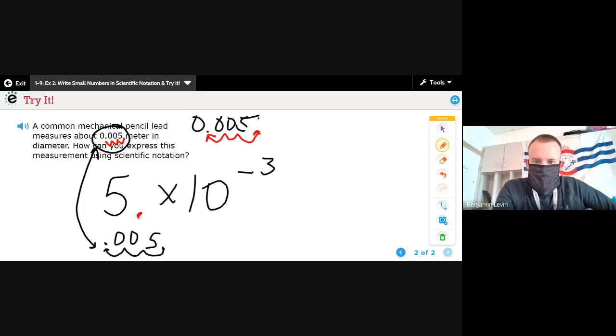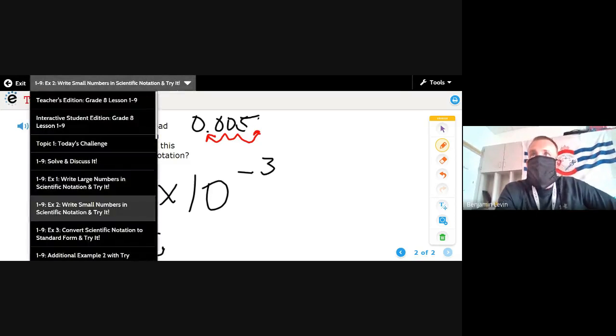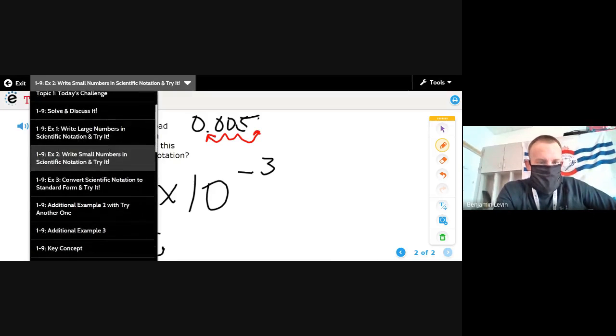The negative ones are a little harder than the positive ones. But that is how that's done. 5 times 10 to the negative 3. Let's see. Let's convert one to standard form, and then we will be about done for today.